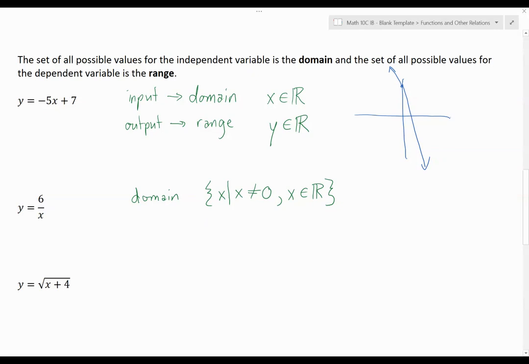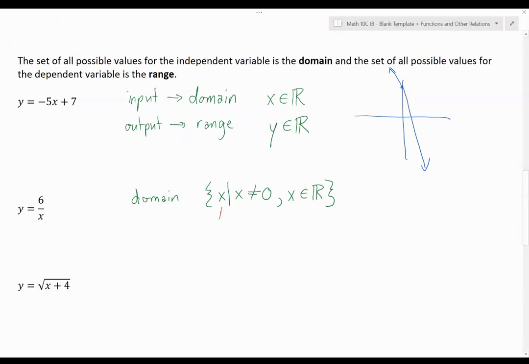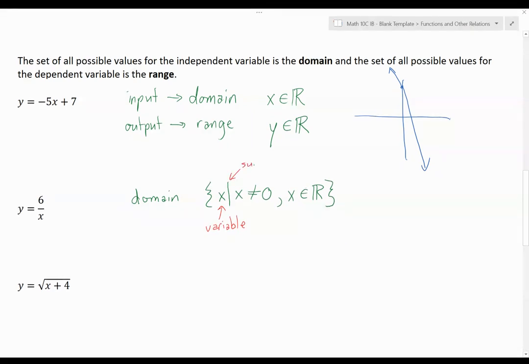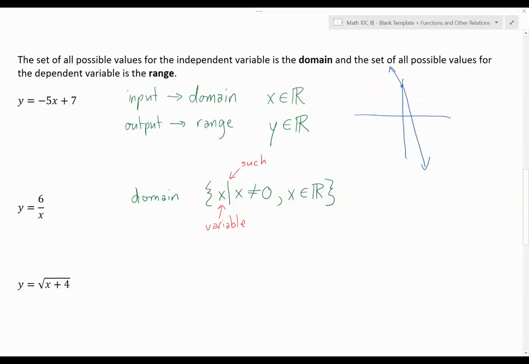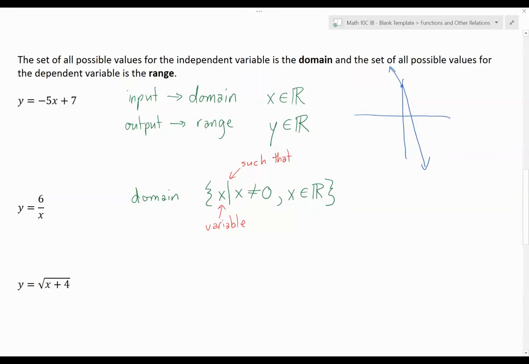So this is set notation. We start our set notation by defining our variable. We're using x. This vertical line essentially means such that. It says, here's the variable I'm using, x, and now I'm putting this vertical line because I'm going to give you the rules that apply to x. And then I list the rules that apply to x. The first rule is that x can't be 0. The second rule is that x can be any real number outside of that restriction. So this is the domain of this relation.